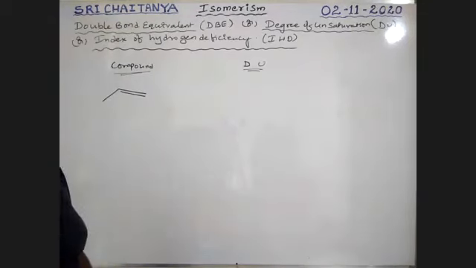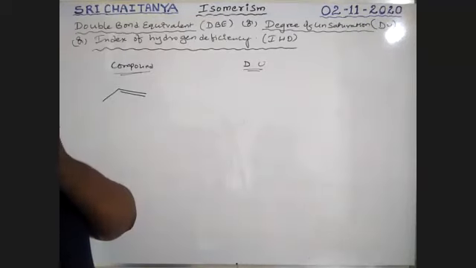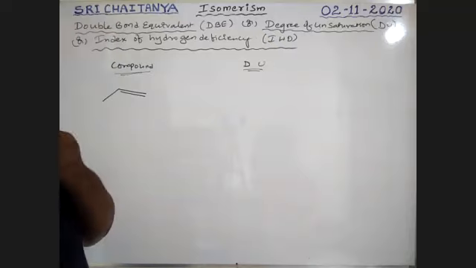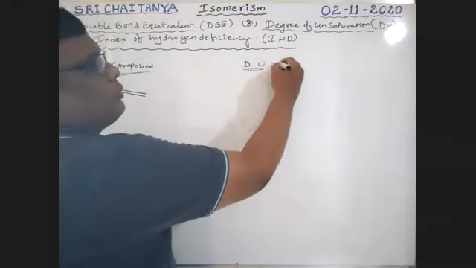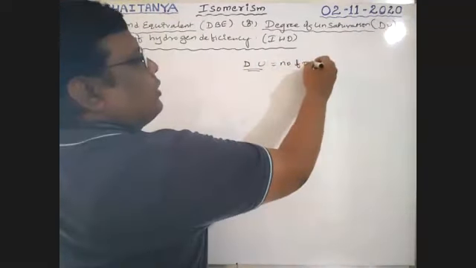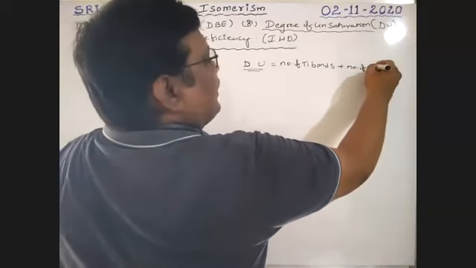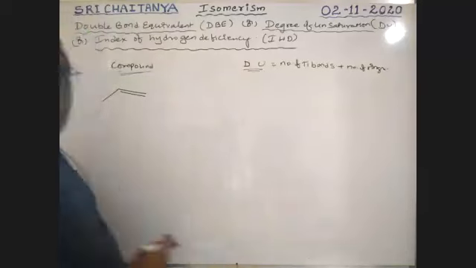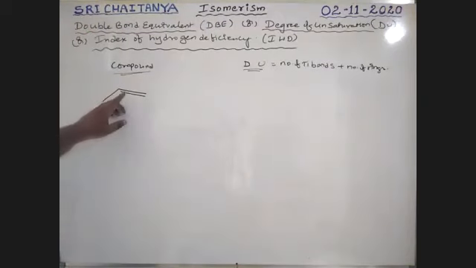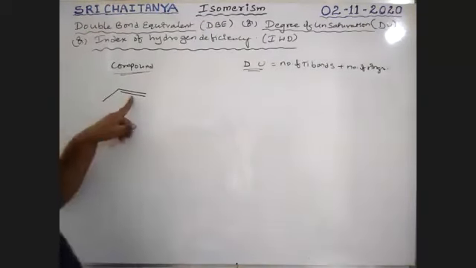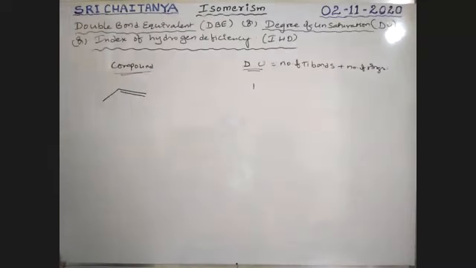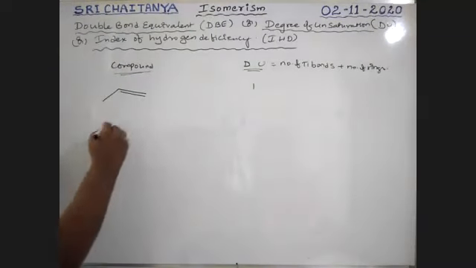Yes, correct. That means degree of unsaturation is equal to number of pi bonds plus number of rings. Here 1 pi bond is there. Therefore, degree of unsaturation is equal to 1. Next.